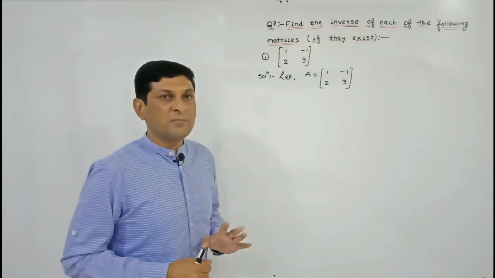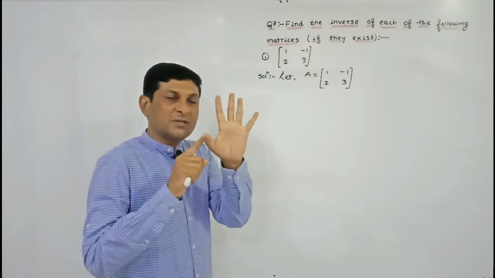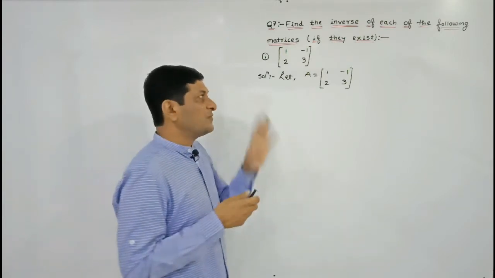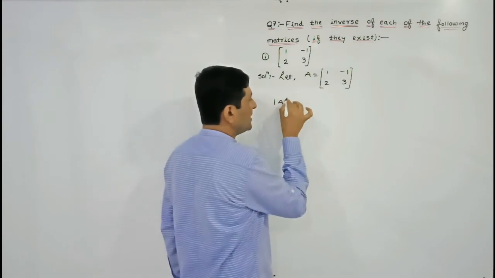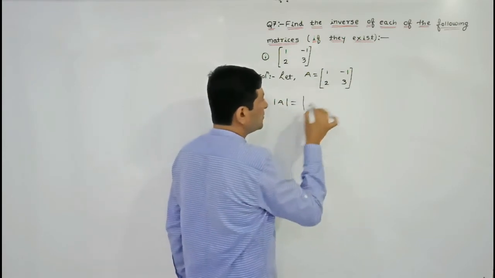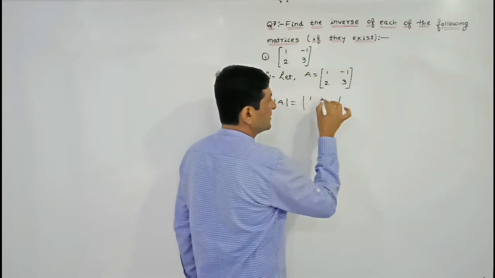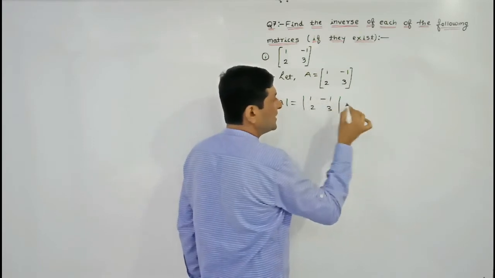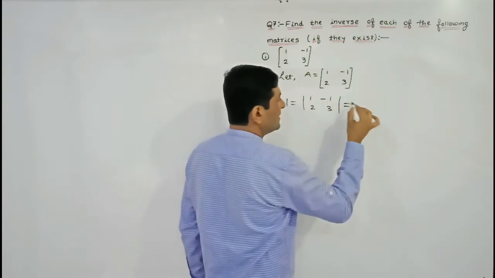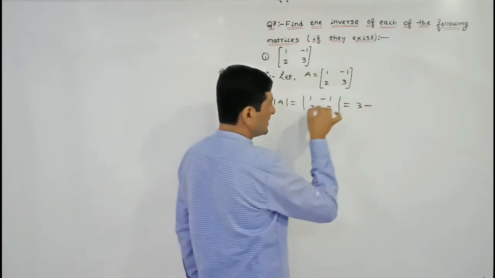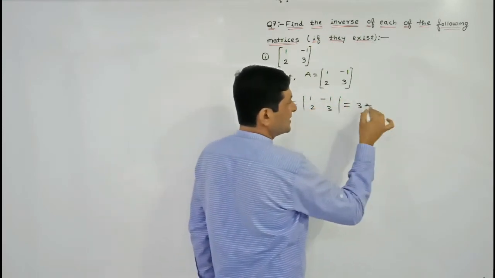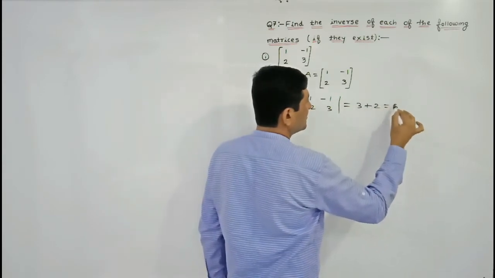In case of adjoint method, we have seen 5 steps. First step is to find out the determinant. So first find out the determinant of this matrix. So determinant of A will be equal to, write down all these elements in a determinant, 1, -1, 2, 3. Now let us simplify this determinant. So here this product is 3, minus this product is -2. Minus and minus will become +2, which will be equal to 5.